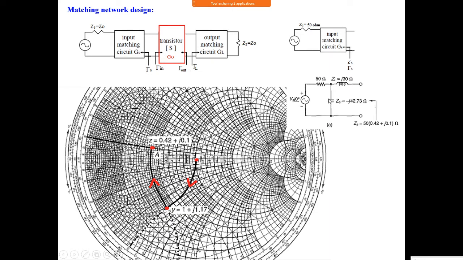I already know you know how to get the value of this, as we studied in the previous semester. Next, starting from here, where do you have to stop? You should stop on the resistance circle that passes through the resistance of this point. The 0.42 circle is there, and through this point some resistance circle is passing. There you have to stop.